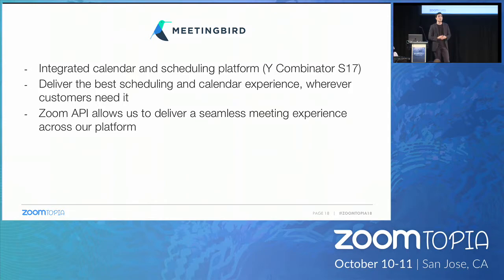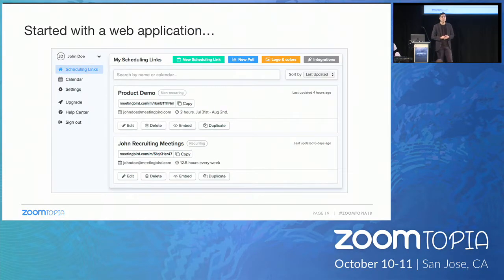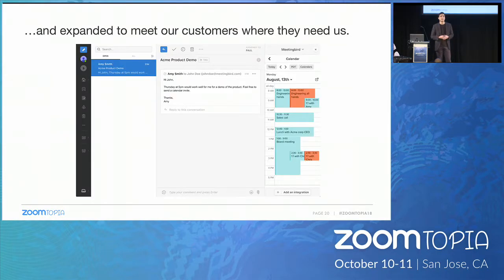Along the way, the Zoom API has been an essential partner for us in delivering a seamless meeting experience for those customers. We started with a web application, meetingbird.com, where users could create and update scheduling links to schedule meetings faster and also manage their calendar. But we quickly realized that scheduling is happening in a lot of other places, and so we expanded to meet our customers where they needed us. This screenshot here is an example of the MeetingBird integration in Front, a powerful email platform for teams.